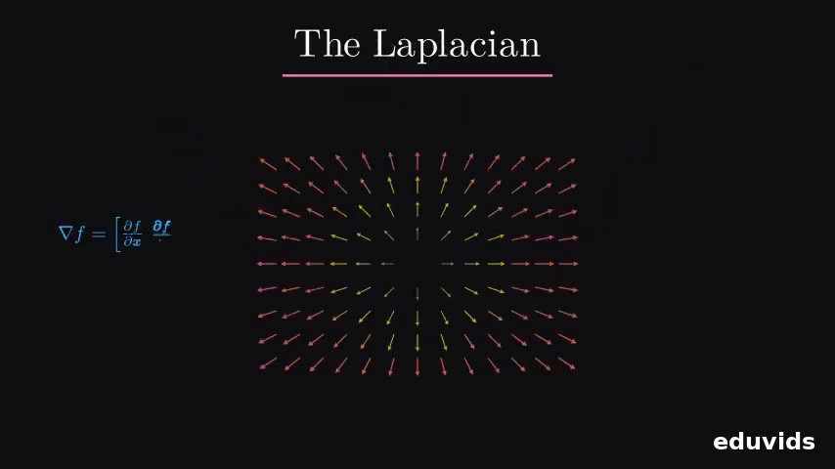In two dimensions we list the first derivatives in x and y as a vector called the gradient. Its direction shows the steepest uphill and its length shows how steep. Now ask how that steepness itself changes.